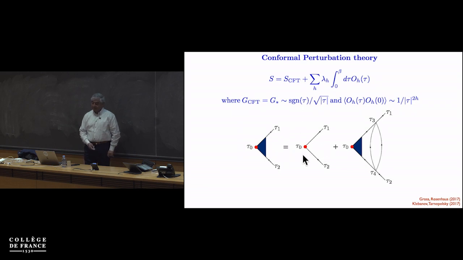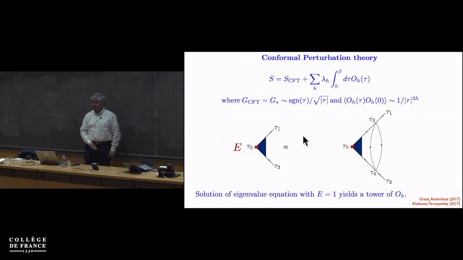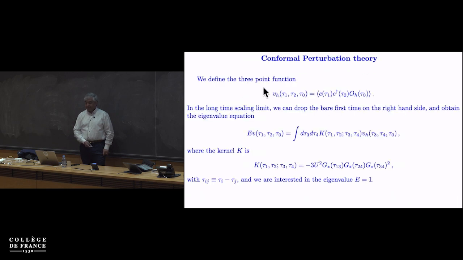And the easiest way to get them is to just drop the source term because it's much smaller in the long time limit. You can check afterwards. And just look at the homogeneous equation. Now this is very much like an eigenvalue equation where E has to equal 1. And this equation turns out to be possible to solve exactly.